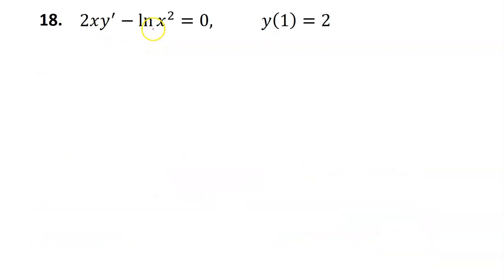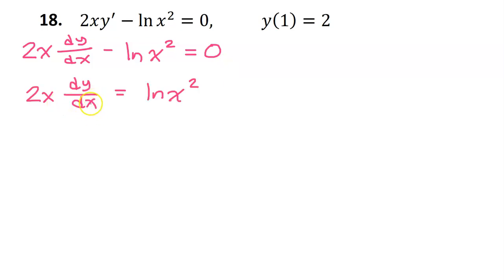We have natural logs on this one. Neat. Let's start by writing dy dx instead of y prime. We want to get all of the x's on the right-hand side and leave the y, which in this case is just dy, on the left-hand side. So let's start by adding natural log x squared to both sides.